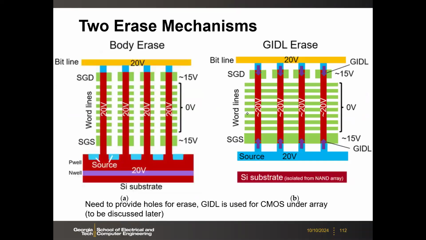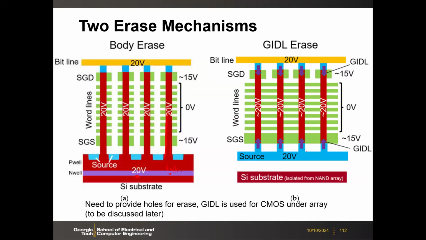So here, a little bit more words on the erase. There are two erase mechanisms. Let's say the channel of this string is still attached to the bulk silicon substrate, then you could use this body erase, like 20 volts. Because here, as I said earlier, holes are important. So you need to provide holes. And in the silicon substrate, you can provide holes if the channel is attached to the bulk of the silicon.